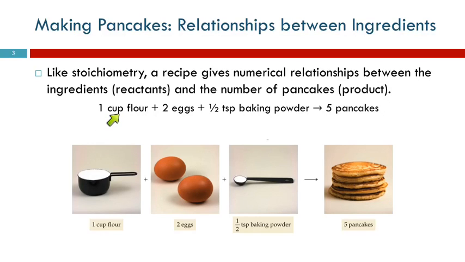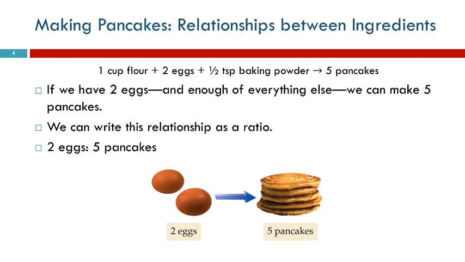But we can make a chemical equation out of this recipe. It's like, great, you're taking all the fun out of cooking. Yeah, relate chemistry to anything. So if we have 2 eggs and enough of everything else, we can make 5 pancakes, right? So we can write that as a ratio. For every 2 eggs, we can make 5 pancakes. And that ratio can also be written as a conversion factor. 2 eggs per 5 pancakes.